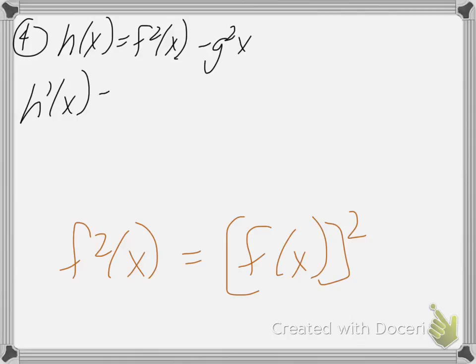Okay, so I'm going to bring down the 2, keep the inside. 2 minus 1 is 1, and then I need the derivative of the inside, which is just f prime of x.